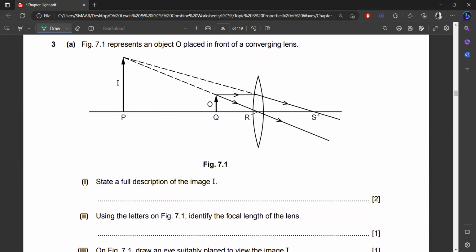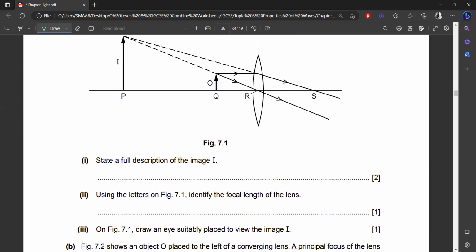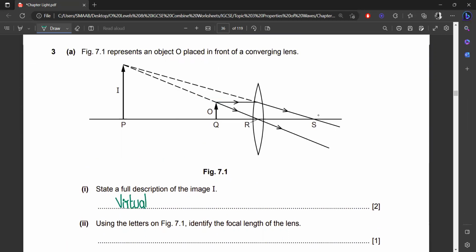Okay, question number 3 is related to the convex lens. Figure 7.1 represents an object O placed in front of a converging lens. State a full description of the image I. So first of all, we need to identify whether it is real or virtual. Virtual? Yes, because it is on the same side, or you can say on the back side of the object. So it means that the image is virtual, right?